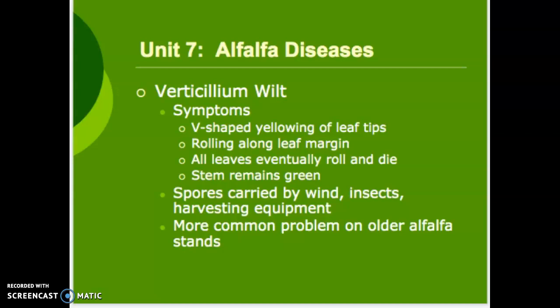The leaves of affected verticillium will eventually probably roll and die, and that stem remains green. So obviously we've affected hay quality pretty severely that way. Again, spores are carried by all the same tools or methods that we talked about for the prior two diseases, and it's more common in older alfalfa stands.